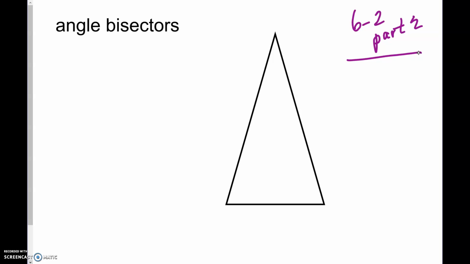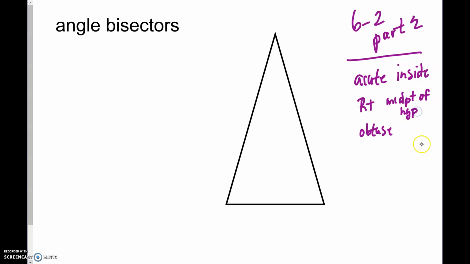So in the perpendicular bisectors, remember we looked at an acute triangle, a right triangle, and an obtuse triangle. The point of concurrency for an acute triangle was always inside the triangle. If it was a right triangle, that point of concurrency is at the midpoint of the hypotenuse. And for an obtuse triangle, that point of concurrency, the circumcenter, is outside the triangle.